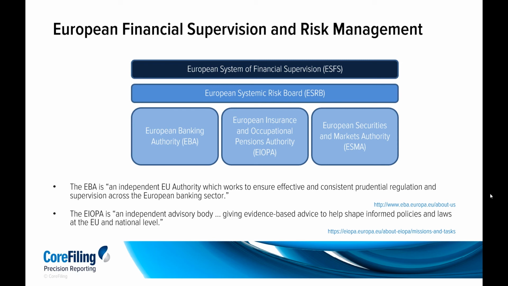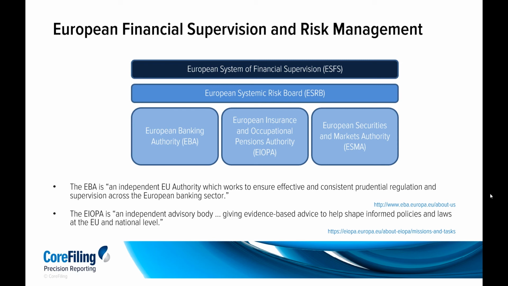So the EBA defines the regulatory financial reporting taxonomy in CRD 4, and their main objectives are to maintain financial stability in the EU and safeguard integrity, efficiency, and basically orderly functioning of the banking sector. The EIOPA defines the regulatory financial reporting taxonomy in Solvency 2, and they monitor and identify trends, potential risks, any vulnerabilities across the insurance sector, and they use this to help shape policies and laws at EU and national level. We're not going to discuss ESMA today because they still haven't officially published an XBRL taxonomy, but they are planning on soon.